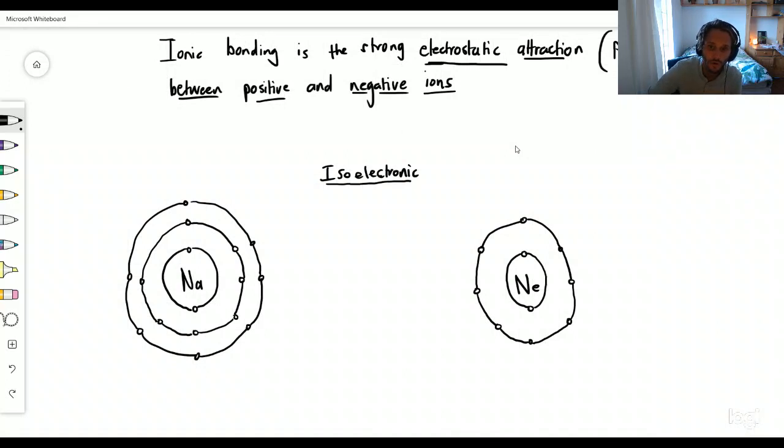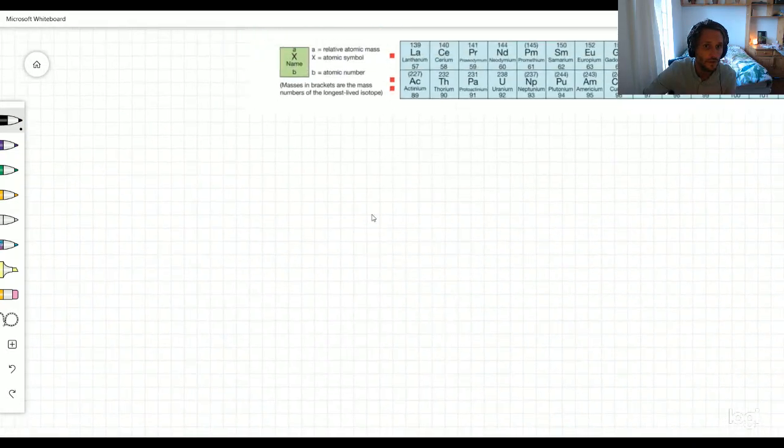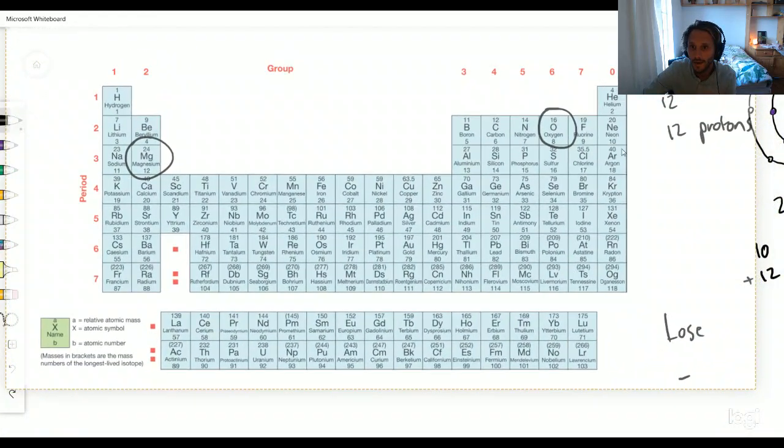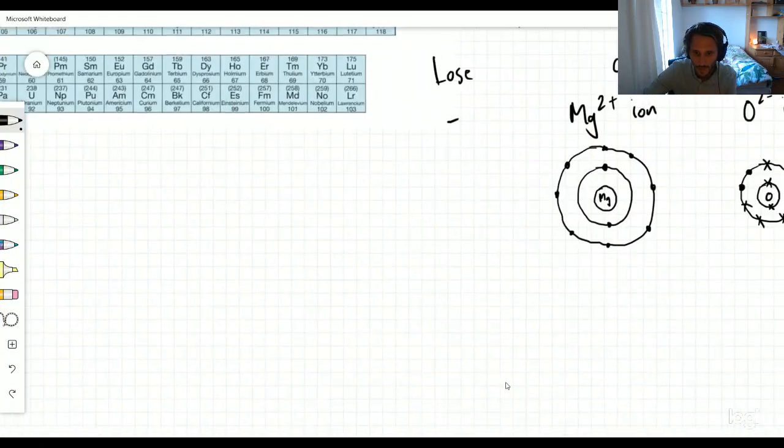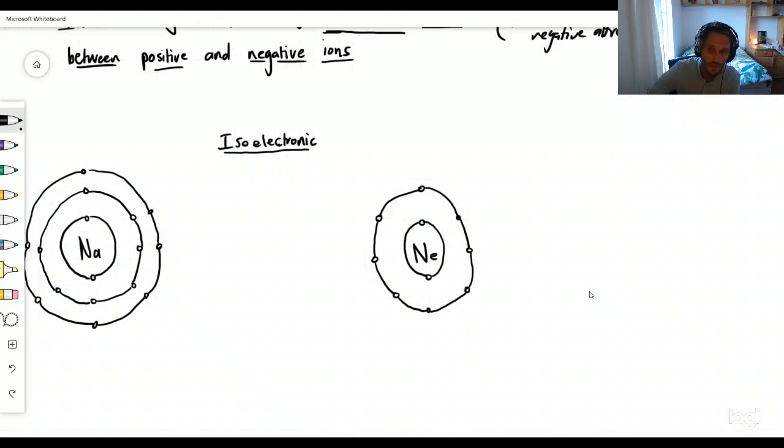One last thing before we end off is this idea of isoelectronic. Let me explain what it means quickly with sodium and neon. Neon, if you look at the periodic table, is sitting over here, and it has 10 electrons: 1, 2, 3, 4, 5, 6, 7, 8, 9, 10. That means it's very happy by itself. It didn't need to borrow or steal any electrons from any other atoms. It's a noble gas, and it's very happy by itself, and it actually exists by itself.